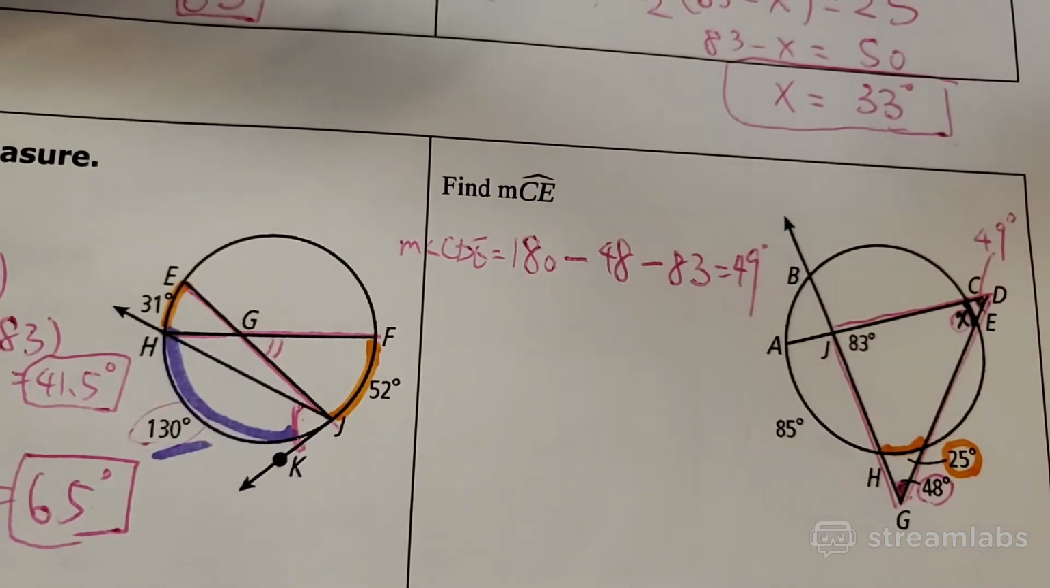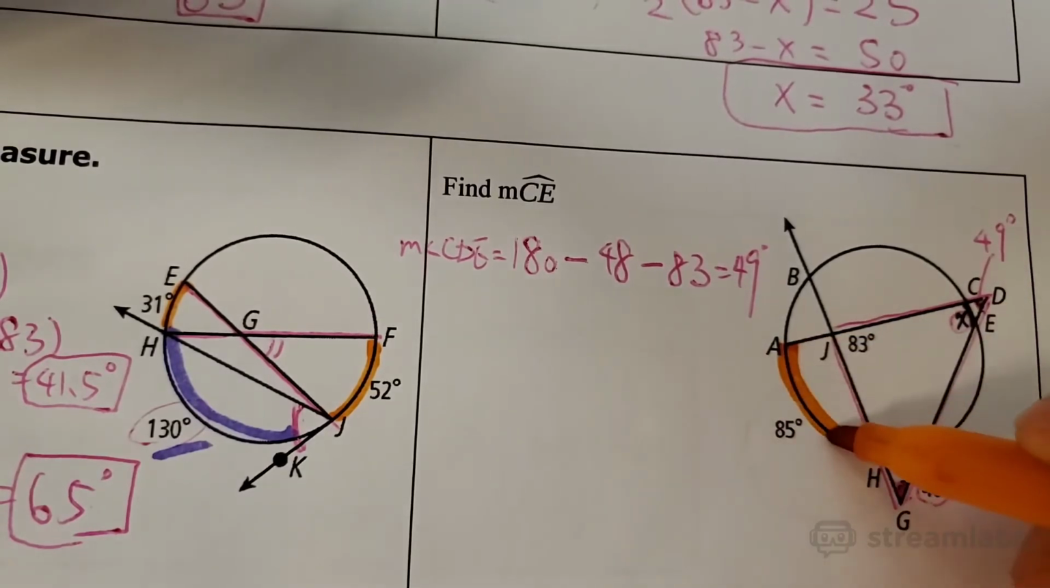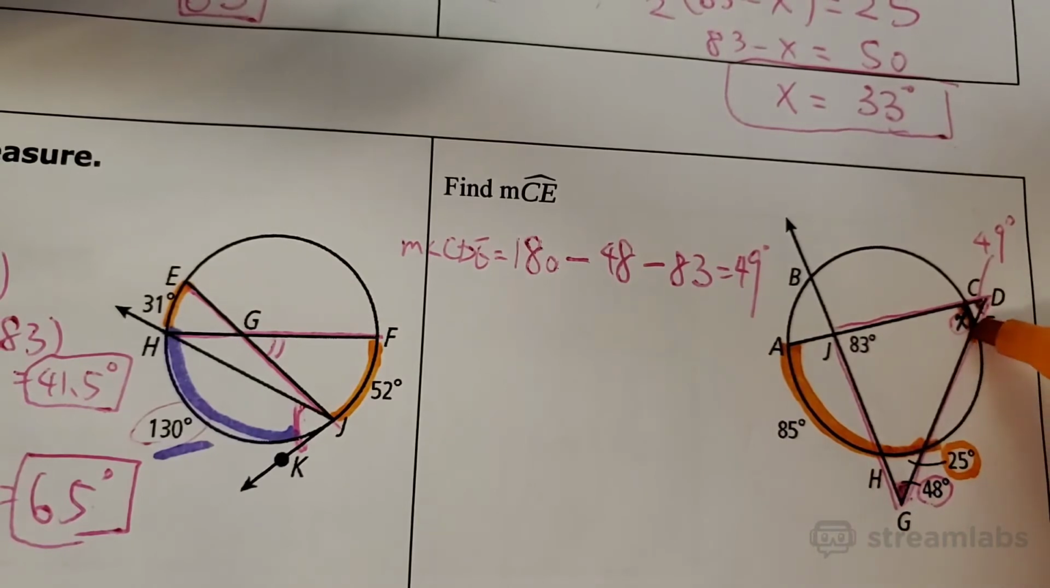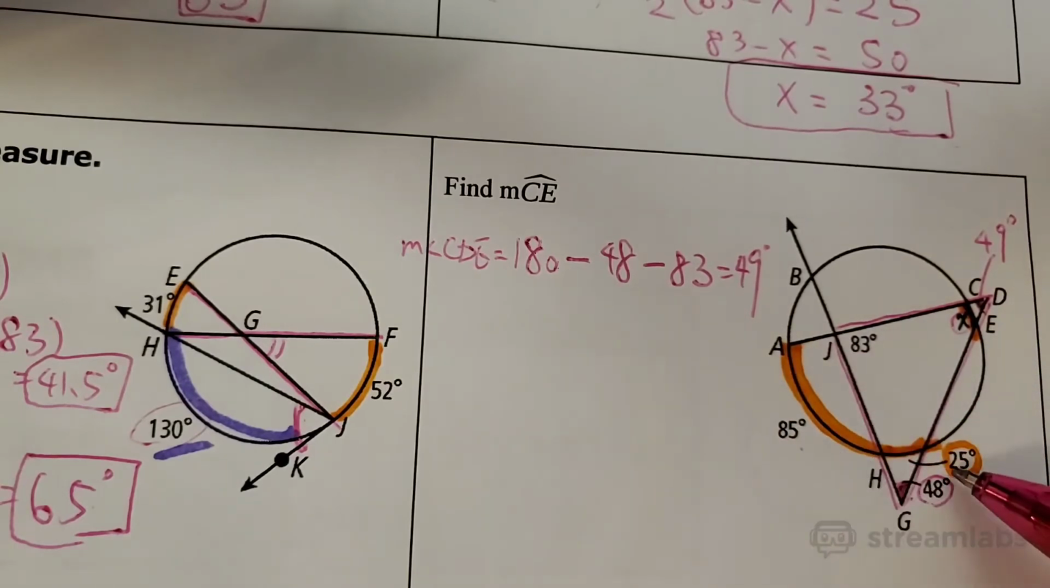And after that, I'm going to use the setup that I have here. So this is 25. So I'm going to use this arc and this arc. So what is this whole arc? 85, 25 together is going to be 110.